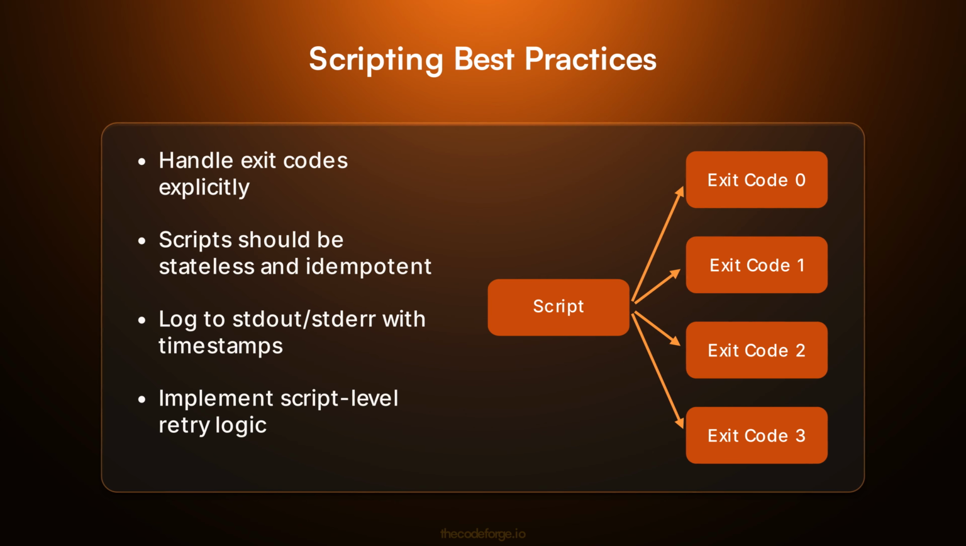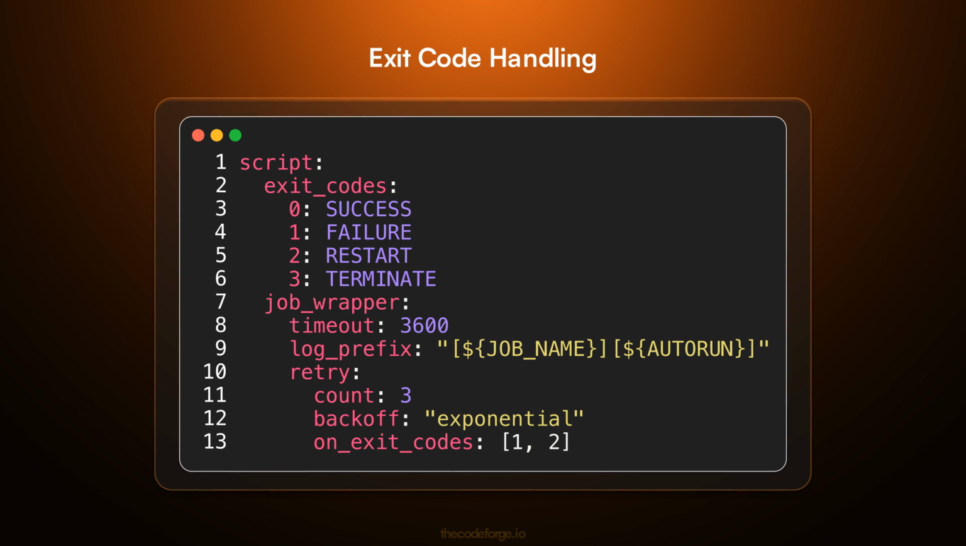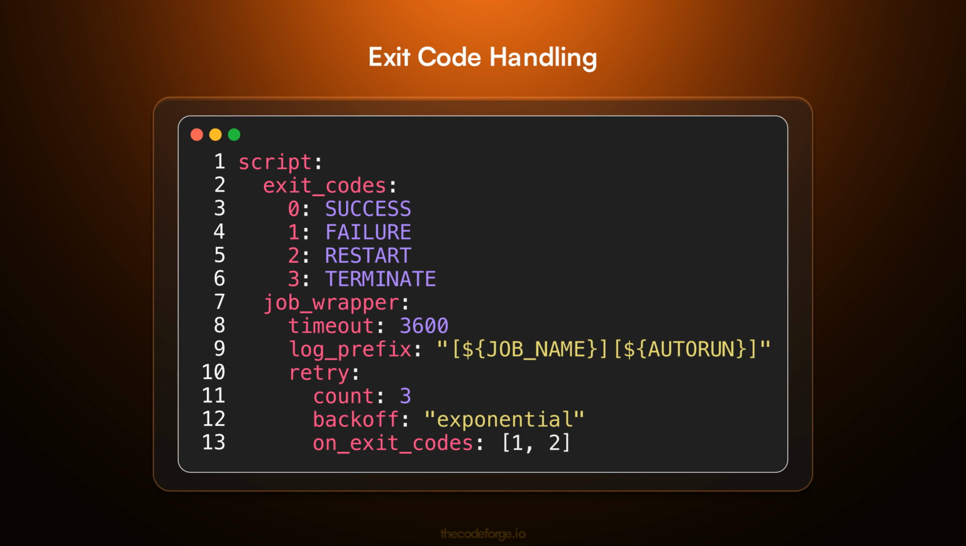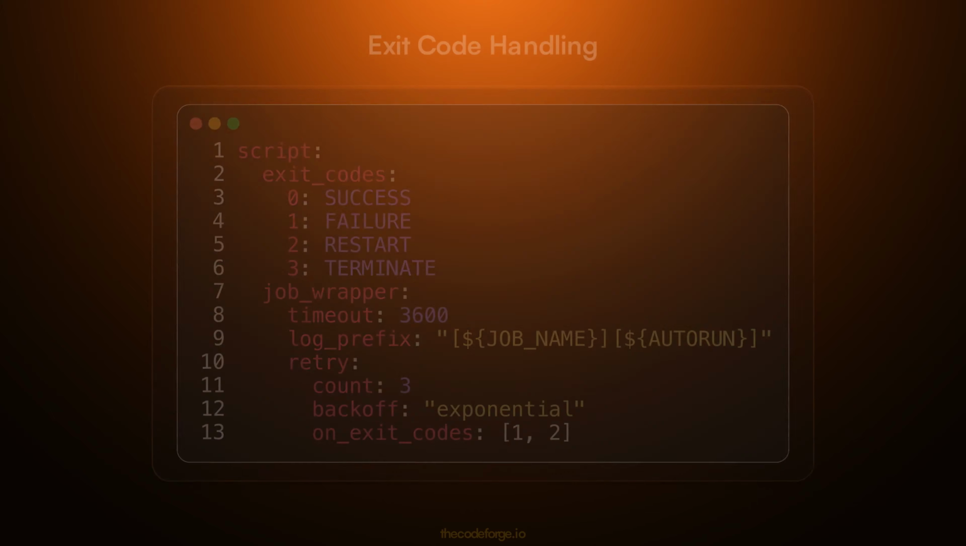Exit codes map to AutoSys statuses. 0 is success, 1 is failure, 2 triggers restart, 3 terminates the chain. Always define exit code mappings. This script configuration defines exit code mappings and retry logic. Exit code 2 triggers a restart with exponential backoff. This gives you granular control without retriggering downstream dependencies.